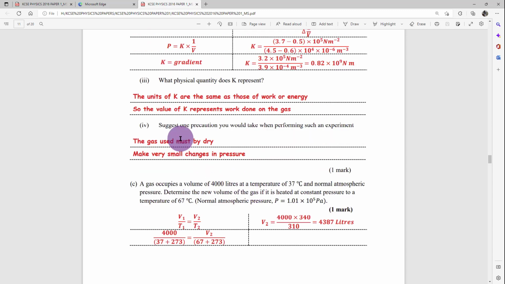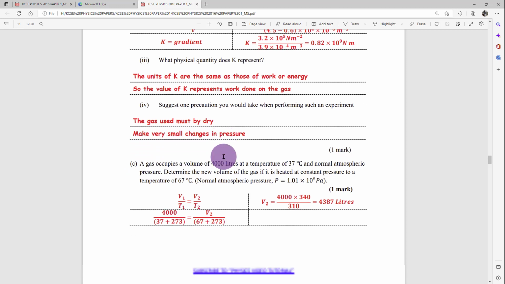Part 4, suggest one precaution you would take when performing such an experiment. Of course, part of it, we have already talked about. The gas used must be dry, not wet. And number 2, we would make very small changes in pressure.